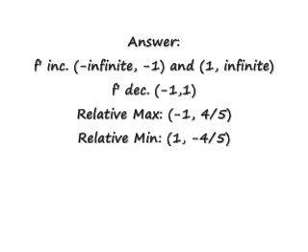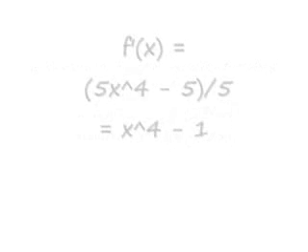Alright, time to see if you guys got this one right. f is increasing on the open interval from negative infinity to negative 1, and the open interval from 1 to infinity. It's decreasing on the open interval from negative 1 to 1, and it has a relative maximum at the point negative 1 comma 4/5, and has a relative minimum at the point 1 comma negative 4/5. Good job if you got that one right, but if you didn't, don't worry, because I'm going to go over the solution path really quick.